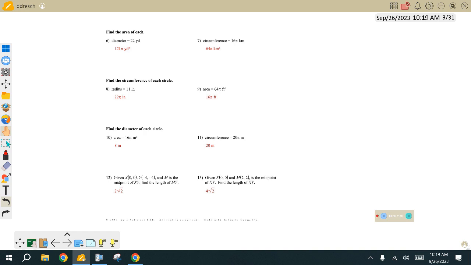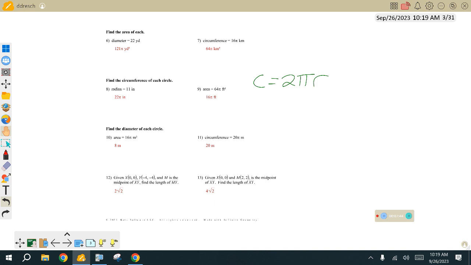Now, circumference formula. What did we say yesterday for circumference? Circumference is 2 pi r. So from yesterday, got to know what the radius is. And then she asked about number 9. I don't know what the radius is. They tell me the area is 64 pi. So we did this backwards. You got to take it backwards.